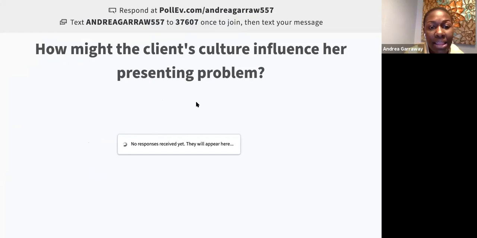So this says, how might the client's culture influence her presenting problem? Just to refresh your memory a little bit, her presenting problem seems to be isolation, and specifically isolation away from her friends. She is a 48-year-old woman, and because of COVID, she's been especially isolated. And then there was a misunderstanding between them that worsened her anxiety and her negative thoughts.